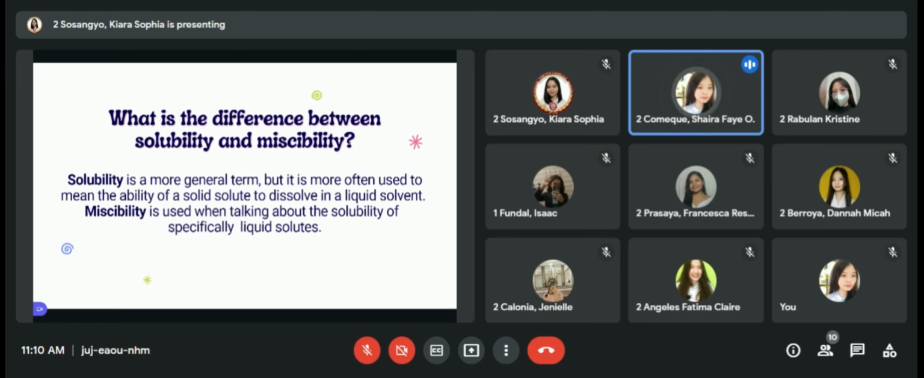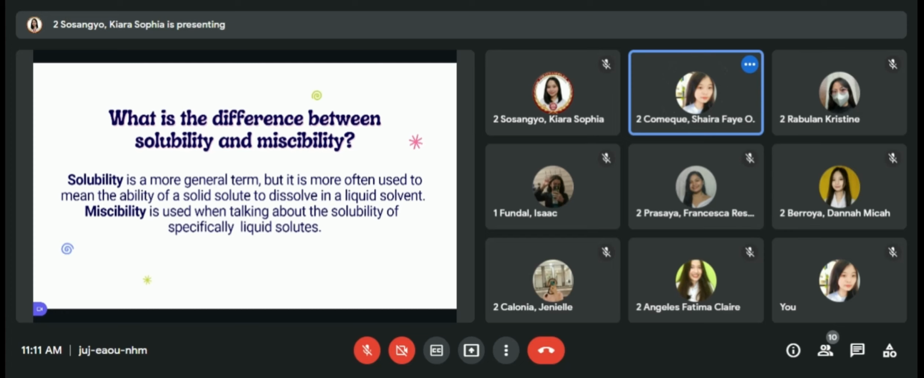In miscibility, there are two kinds of substances, miscible and immiscible. Miscible substances fully mix in all proportions, for example, water and alcohol. While immiscible substances never fully mix in any proportion, for example, oil and water.